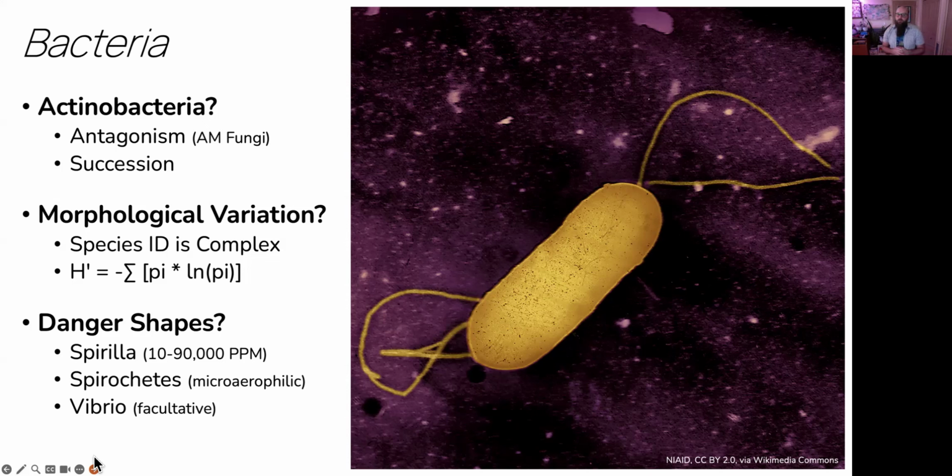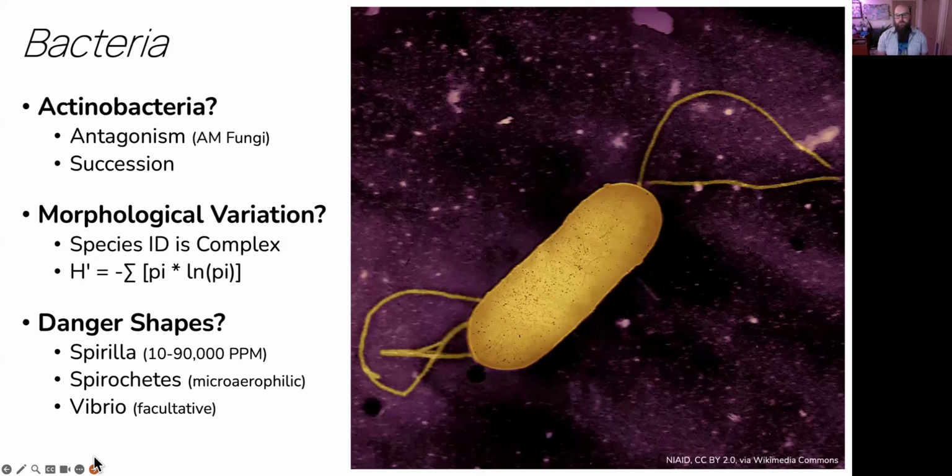And then the concept of morphological variation, which I've actually put in the formula for Shannon Diversity Index. So people often say, we want diversity, which is quite a bit more complex than just saying, oh, we have this variation in the shapes of the bacteria. But I think it's really important that we keep in mind that species ID is too complex to see through the morphology of bacteria, especially.